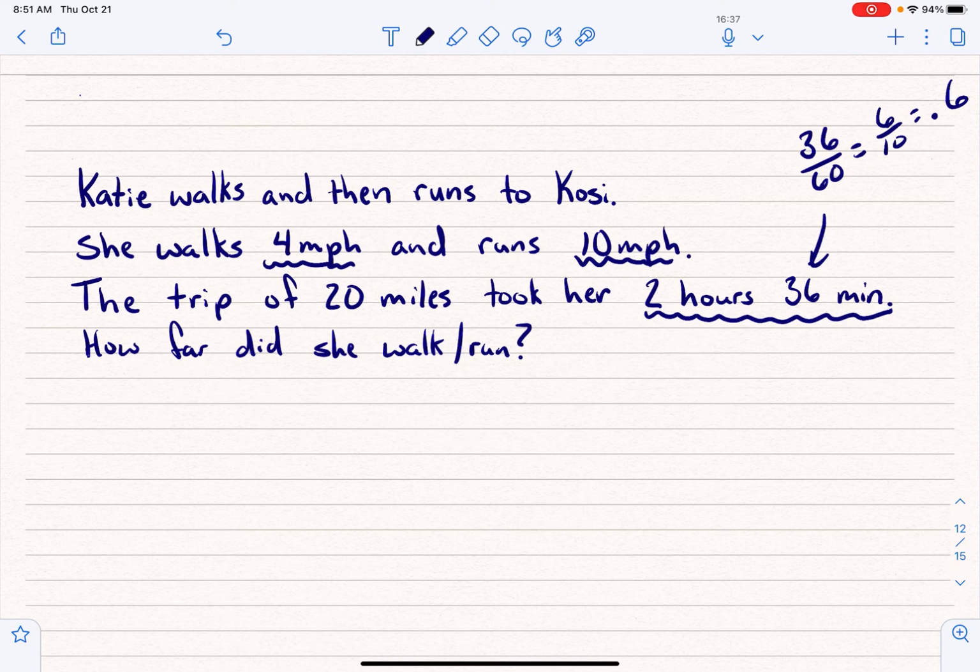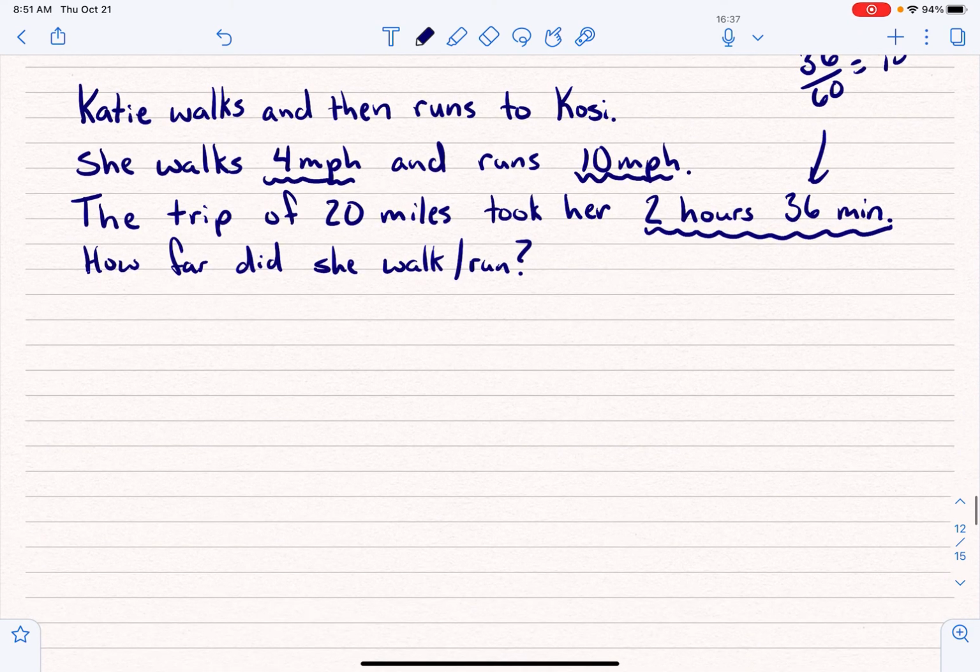Okay, let's try this one. I tried to give you a lot of hints on this one, okay? We look and we talk about, this is her total time. That relates her length of time walking and her length of time running, the two of them must total 2 hours and 36 minutes, which is the same thing as 2.6 hours. Okay, so what we're going to do is take the distance that she walked plus the distance that she ran would have to equal the total distance, right?